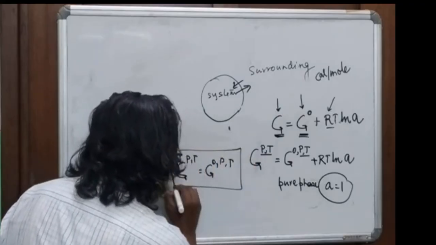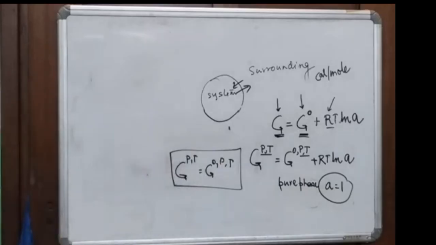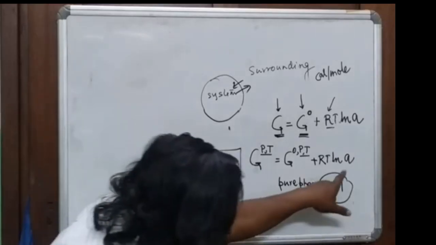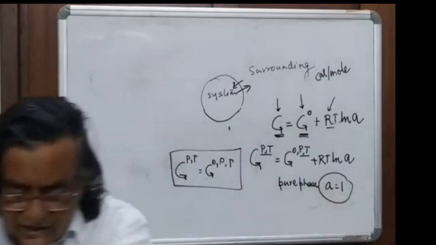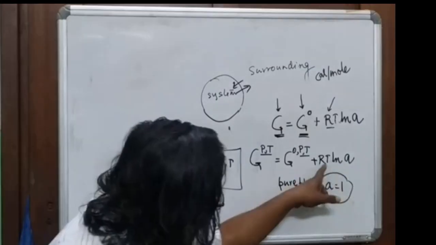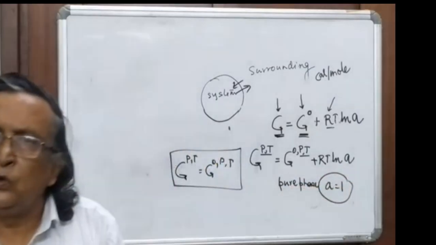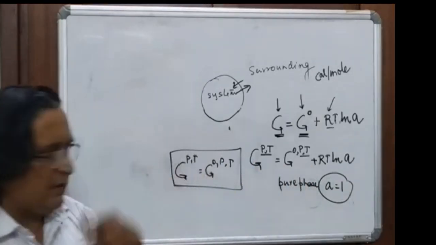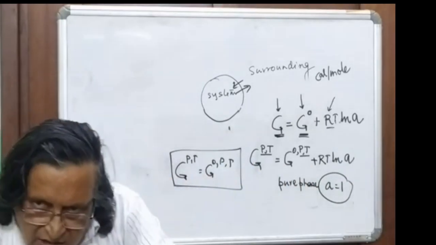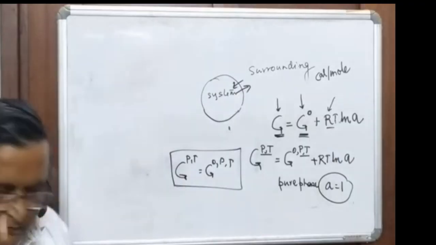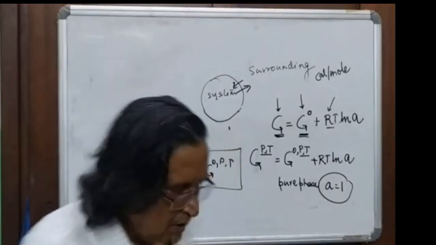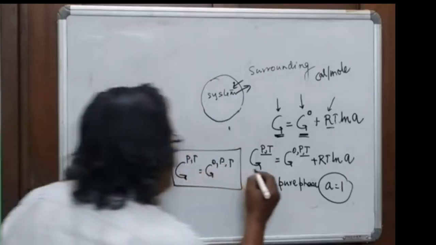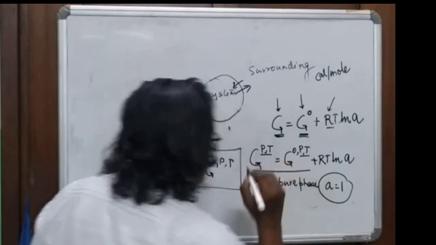What is happening? Can you tell me? When I make this activity equal to 1, that is of the pure phase, then this term becomes 0. And therefore, this term becomes equal to this term. Or in other words, if I ask you, what is the difference between G and G0?